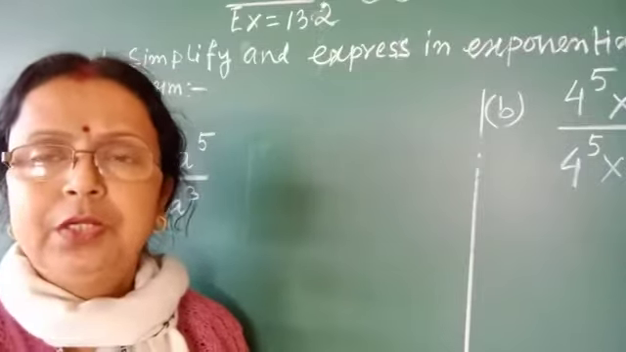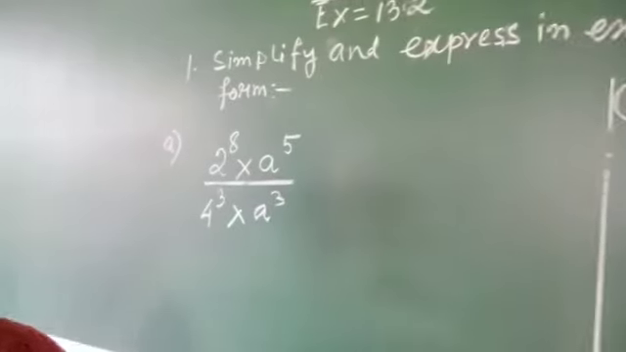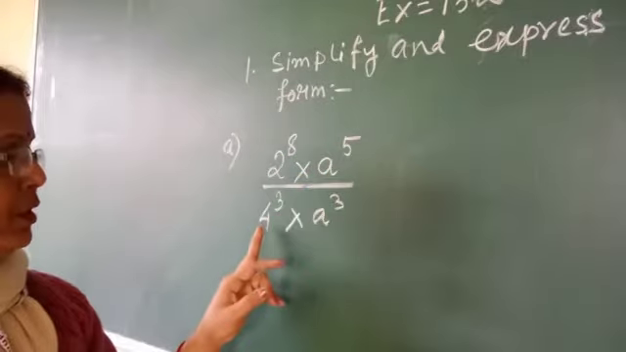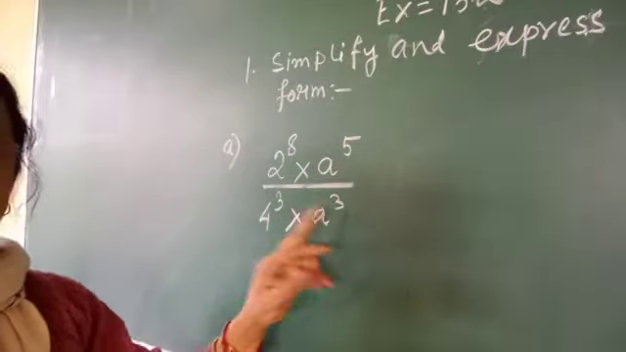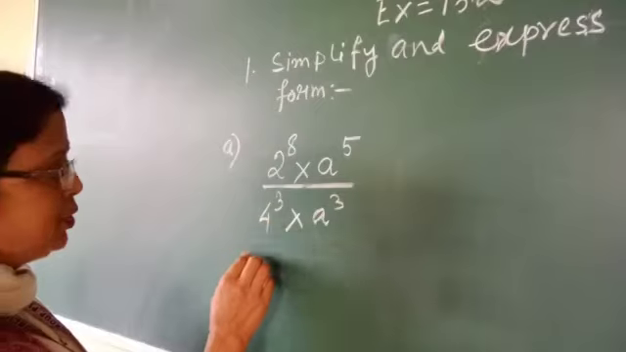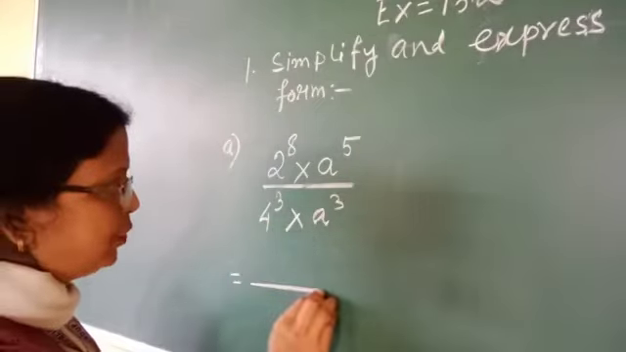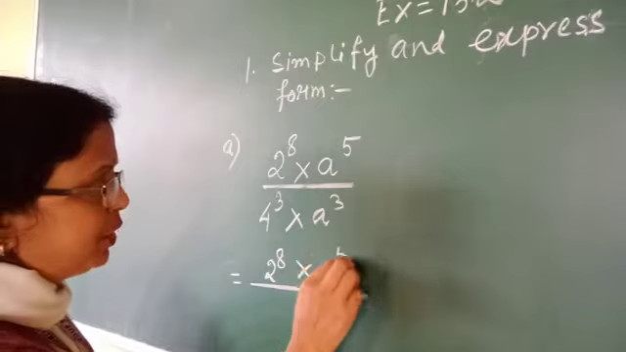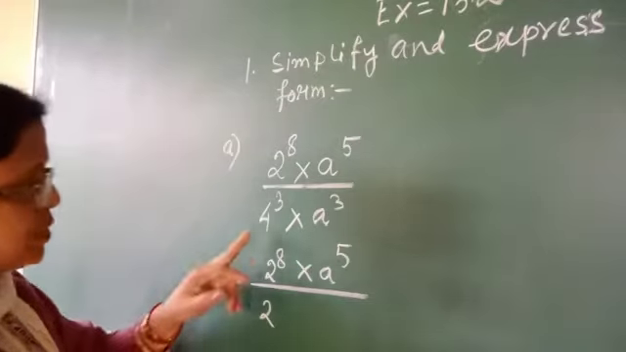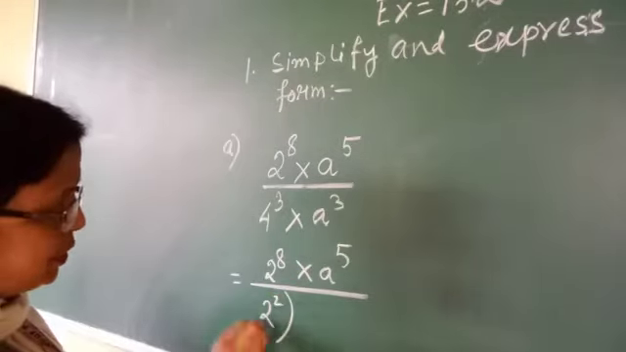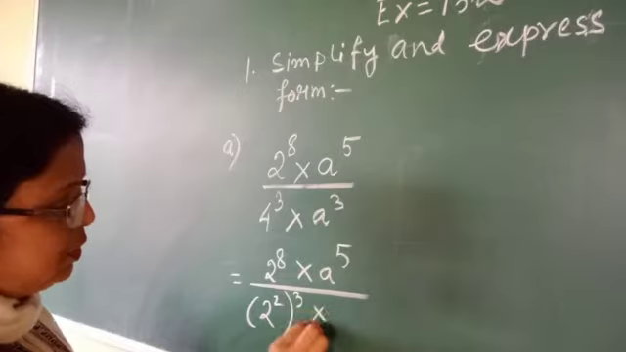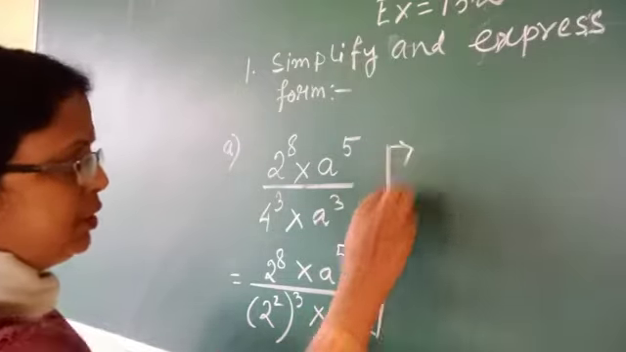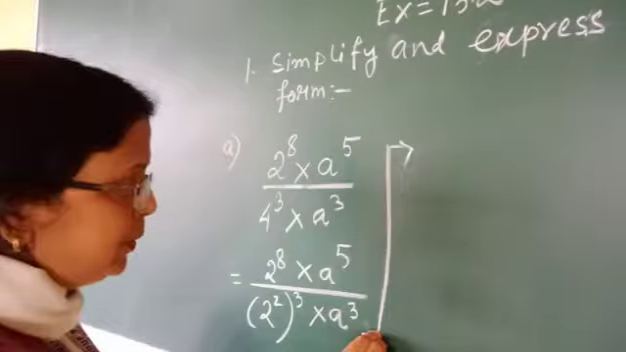Now in question number A, what I have selected is 2 to the power 8 into a to the power 5 divided by 4 cube into a to the power 3. Here 4 is not a prime number, so first of all you convert it into a prime number. Instead of 4 can I write 2 square? Yes. I am writing it here, as there is no space.